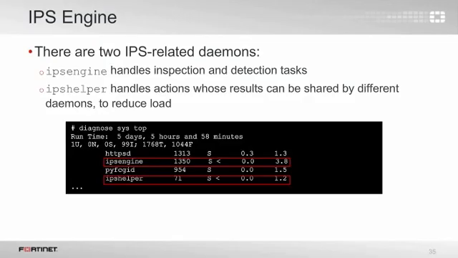There are two important types of daemons that handle IPS-related tasks. IPS Engine is the main type of daemon that handles all inspection and detection tasks, and IPS Helper handles actions whose results can be shared by different IPS Engine daemons. In some FortiGate models, it is normal to see multiple instances of the IPS Engine daemon running.